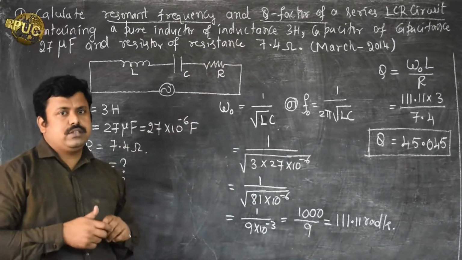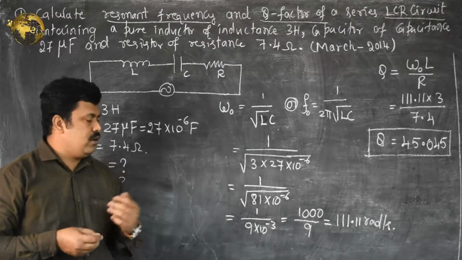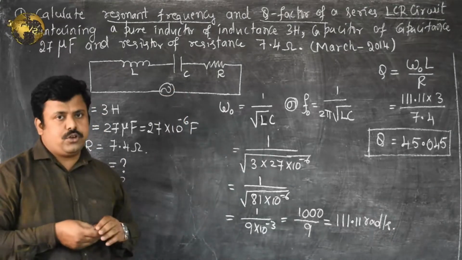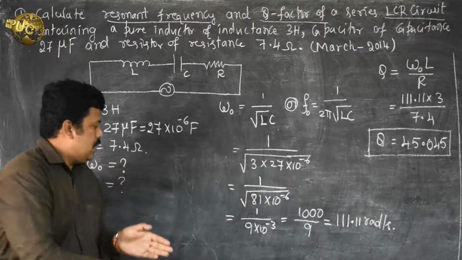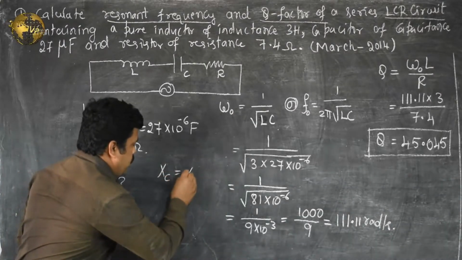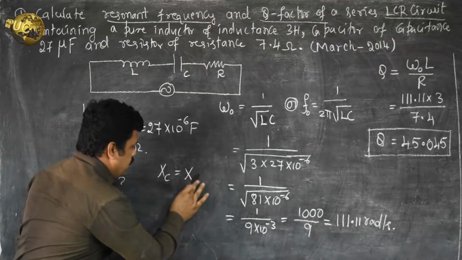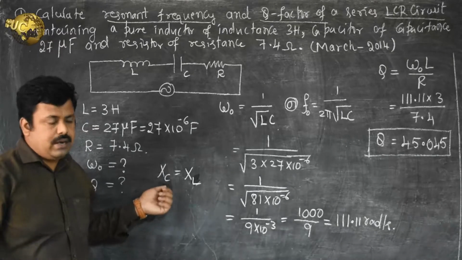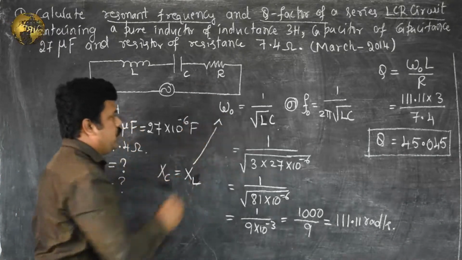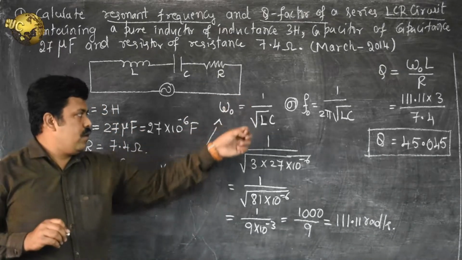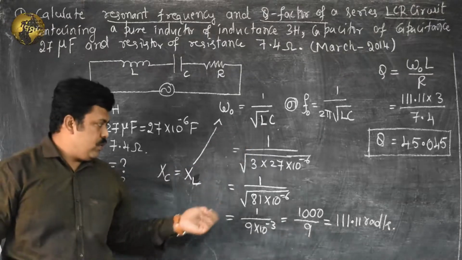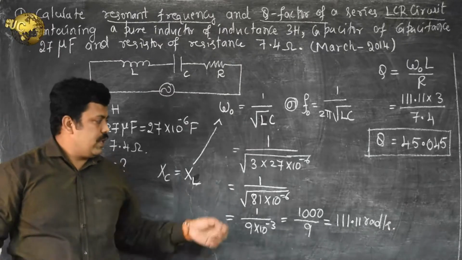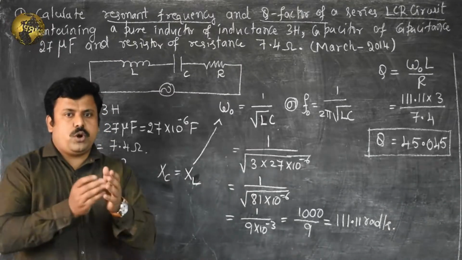Basically, resonant frequency means the situation when the LCR circuit becomes completely resistive. That is XC is equal to XL, the inductive reactance is equal to capacitive reactance, which leads to the concept of resonance. So we get omega naught equal to 1 divided by root LC. Once we know the concept, we can easily solve it. Let's move on to the next question.